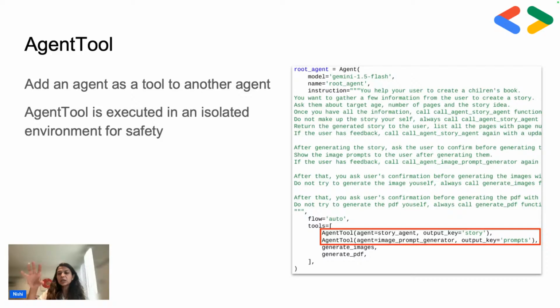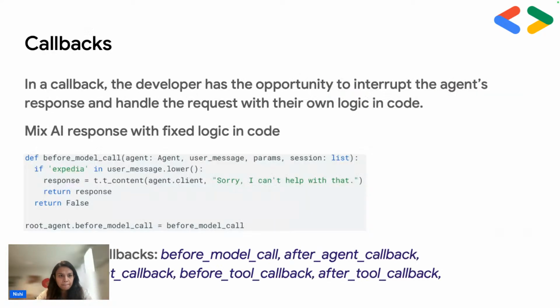So these agents are working in isolation, and they have full control of what they are executing. While when you are passing an agent as a tool to an agent, you are basically working under that agent's environment. I hope that makes sense.